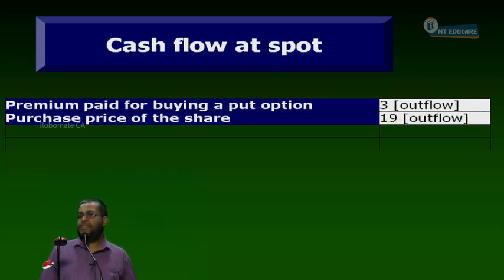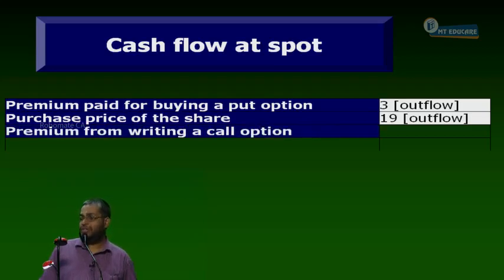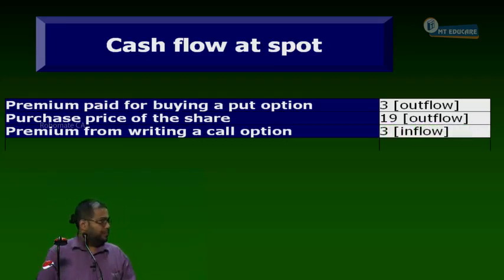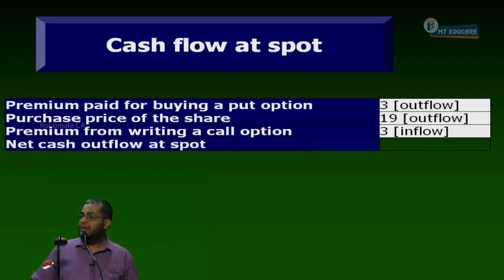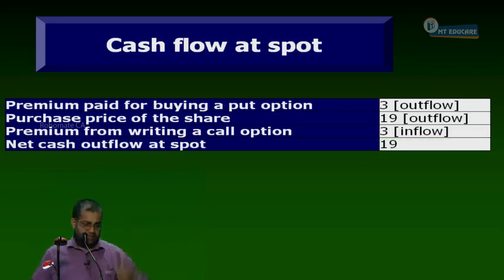Yes. What is that inflow I receive here? Premium received from writing a call option. Tell me the amount. 3 is inflow. Net cash outflow. For the net cash outflow at spot, how much is going to be the amount here? 19. Net cash outflow 19. I hope everybody is following.